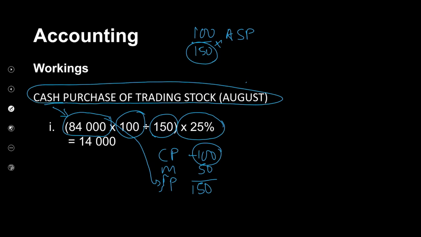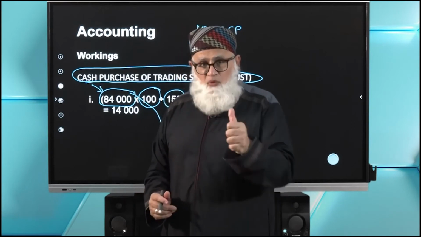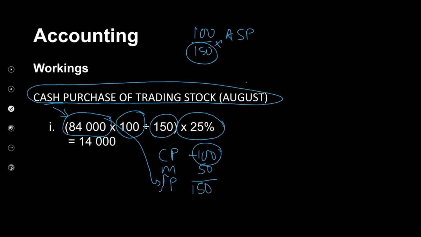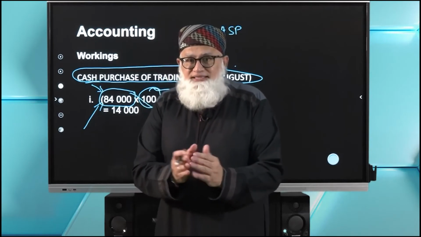So let's take this one step back. Number one, take your sales figure for August, which we did, 84,000, right? Number two, determine the cost of sale, which we did, 100 times 100 over 150, or 100 divided by 150. And number three, what component of that figure will be for cash? 25%. Can you see? So, very important, guys. Sales, cost of sales, split up into cash and credit.